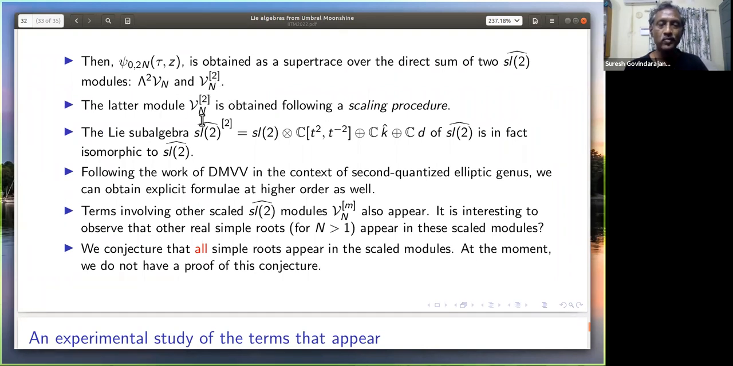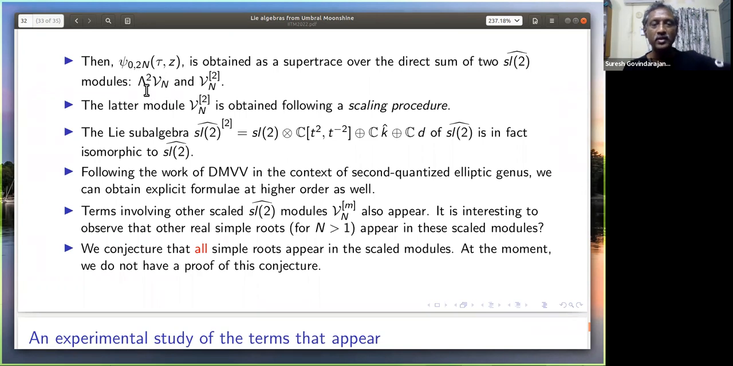The latter module, Vn doubled, is obtained by some scaling procedure. Remember, SL2 hat 2 here: originally SL2 hat 1 was T and T inverse. So formally what you do is you replace T with T squared, and that's all you do, and you get this thing. In fact, this is isomorphic to SL2 hat, but it's some scaled version. And from the work of Dijkgraaf, Moore, Verlinde, Verlinde, in the context of the second quantized elliptic genus of K3, we can obtain similarly explicit formulas. And what you find is that you get things like this.